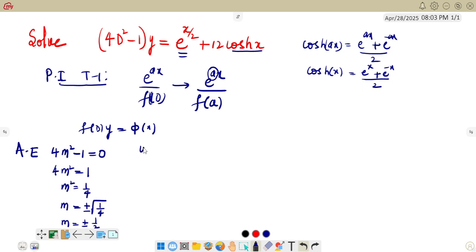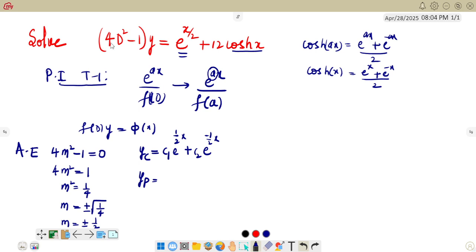With respect to this, the complementary function is c1 e raised to 1 by 2x plus c2 e raised to minus 1 by 2x. So this is the complementary function. What is the particular integral? As we know, since it is non-homogeneous, the solution has the sum of the complementary function as well as the particular integral. Let us find the particular integral yp.